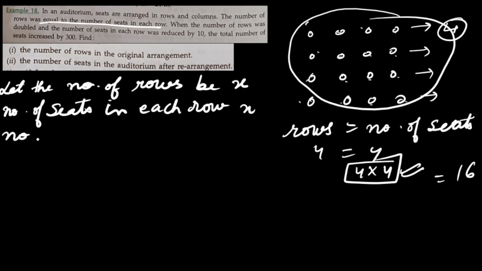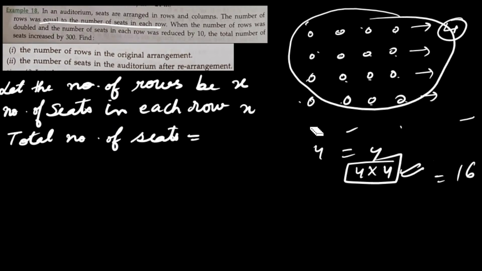So how many total number of seats are there in this case? Just apply the same concept which we applied here. We found it by 4 into 4. Here the total number of seats we found by 4 into 4, so 4 is the number of rows and the number of seats in each row. How many total number of seats?